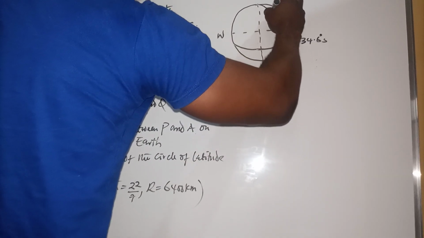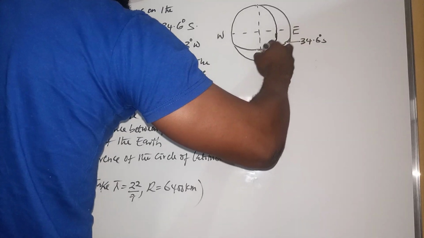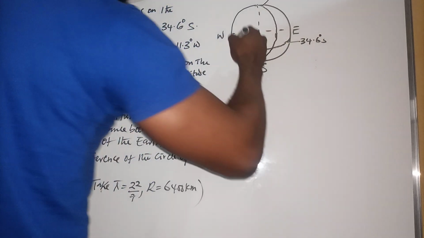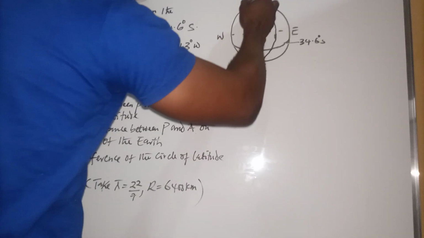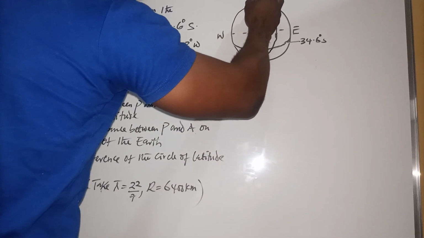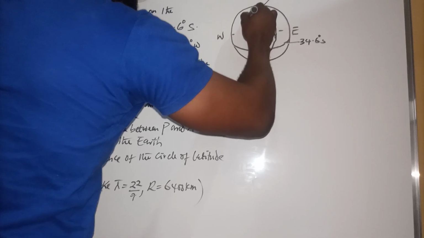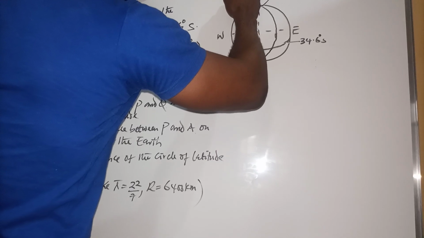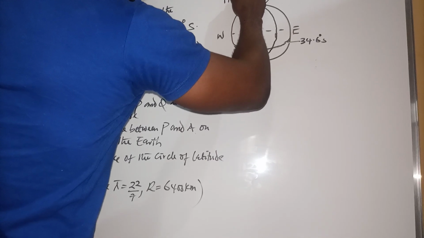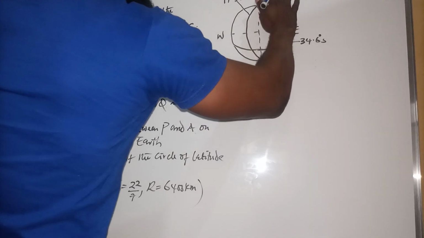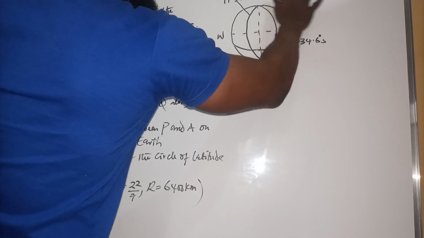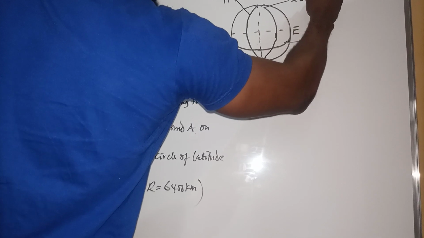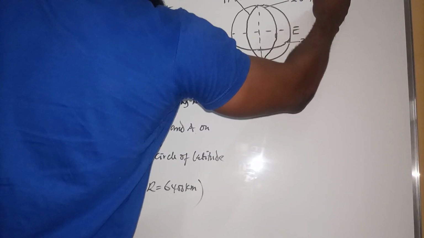28.7 degrees east. You come to the east, and this is 28.7 degrees east. And we are also told that the longitude again is 11.3 degrees west. See it here, this is 11.3 degrees west. Let me put it here so that you can see it clearly. This is 28.7 degrees east. All right.